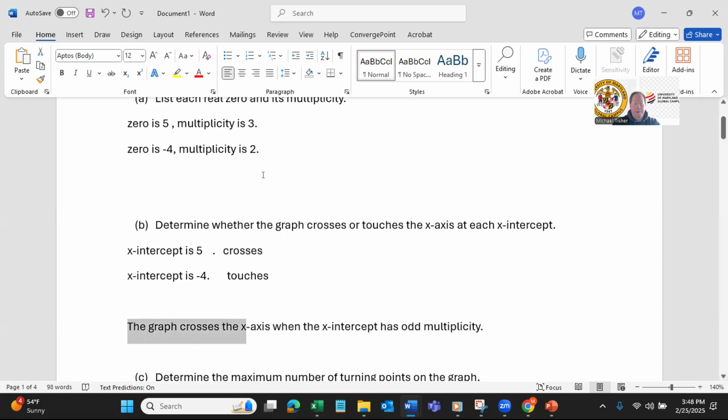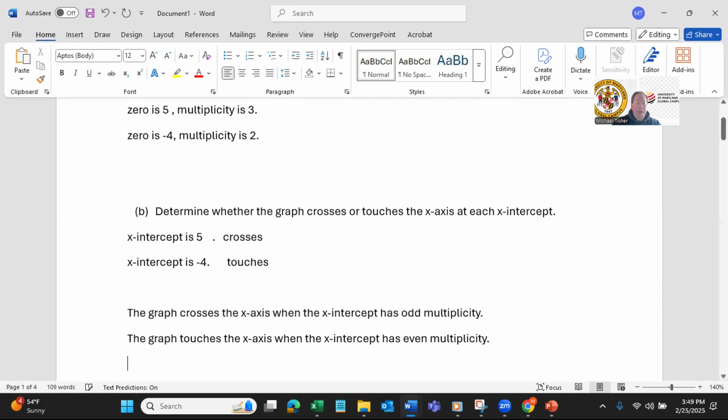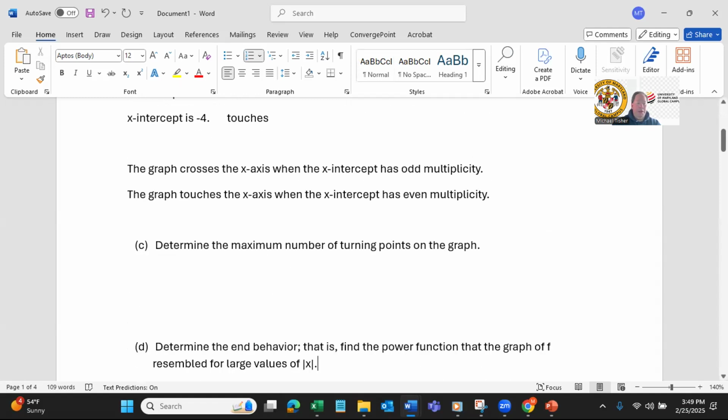So we'll write that down. The graph touches the x-axis when the x-intercept has even multiplicity. All right, now there are more parts of this problem to go, which are C and D, and we'll do those in another video.